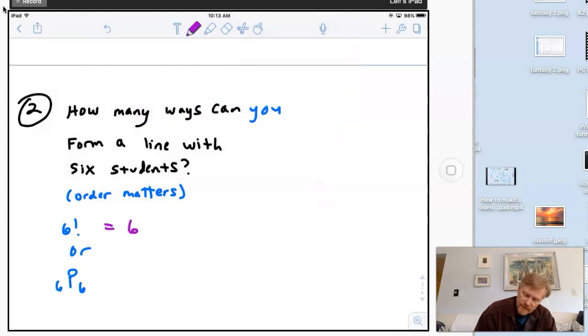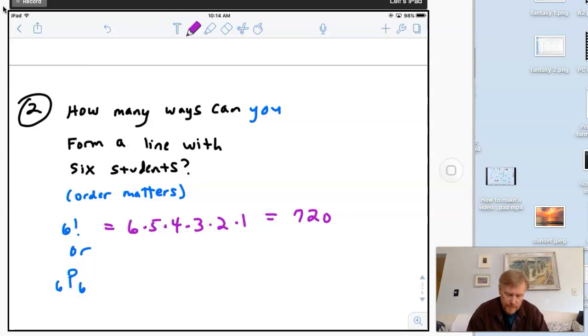this is the same as 6 times 5 times 4 times 3 times 2 times 1. And if you punch that into your calculator, you will get 720.